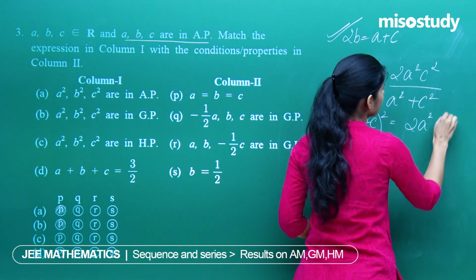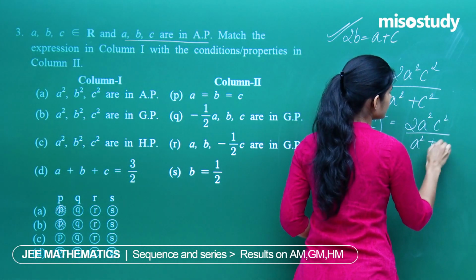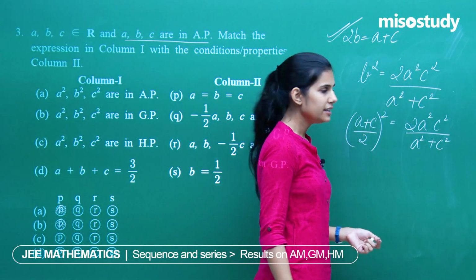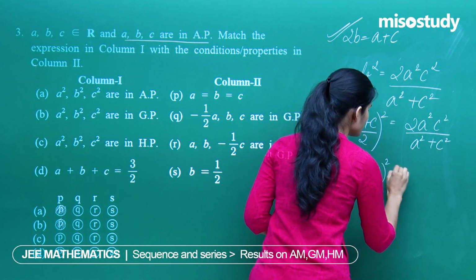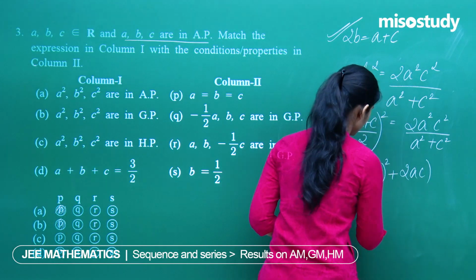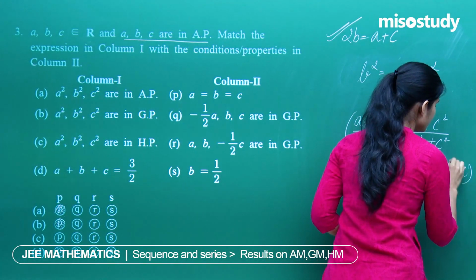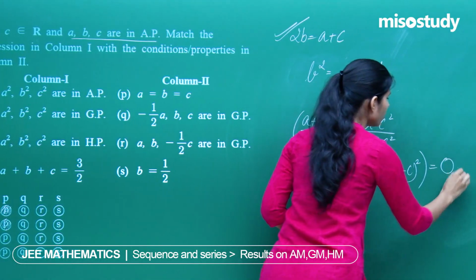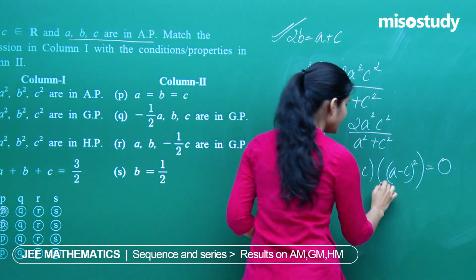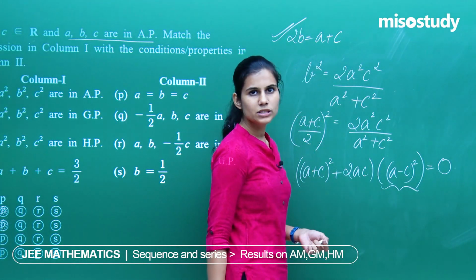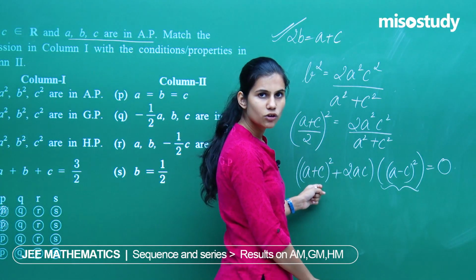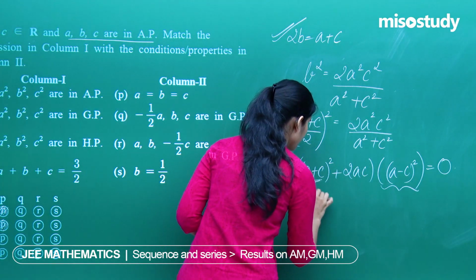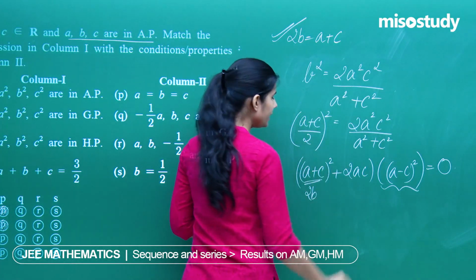And this is how the expression is going to be in terms of A and C. Now when you simplify, you get (A plus C) whole square plus 2AC multiplied by (A minus C) whole square equals 0. Again you get either A equals C, which eventually would mean A equals B equals C, or if this is equal to 0, it means what? A plus C will be replaced by 2B.